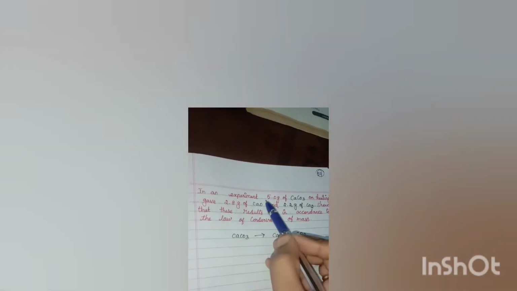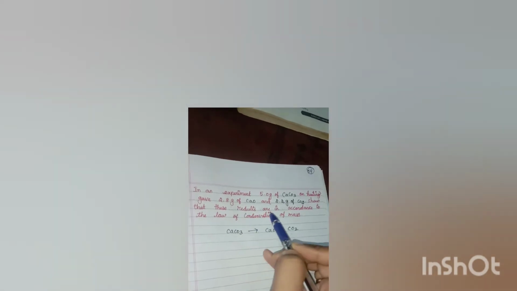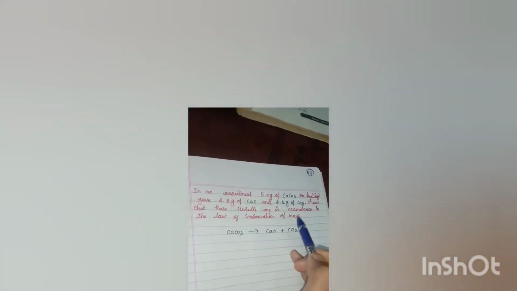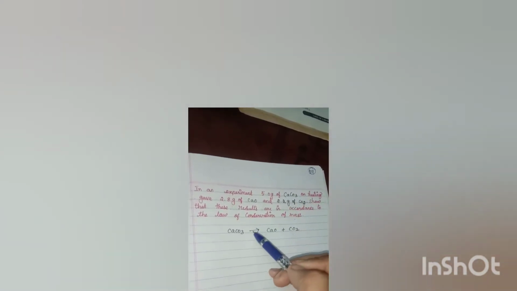So first problem, let me see. In an experiment, 5.0 gram of calcium carbonate on heating gave 2.8 gram of CaO and 2.2 gram of CO2. Show that these results are in accordance with the law of conservation of mass. Calcium oxide and carbon dioxide are formed when we heat calcium carbonate, CaCO3. So here we have to prove the law of conservation of mass.